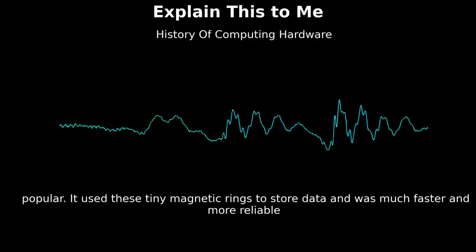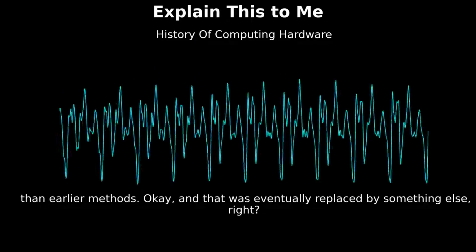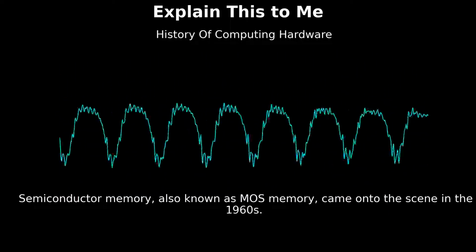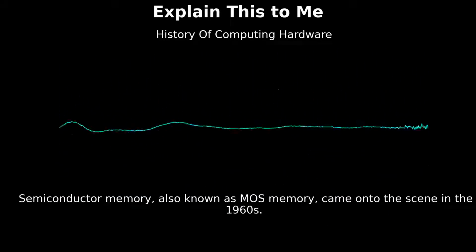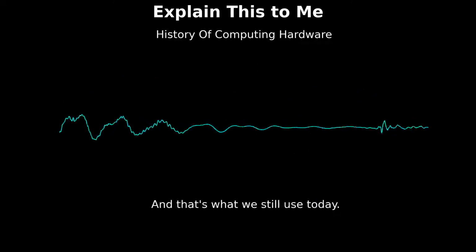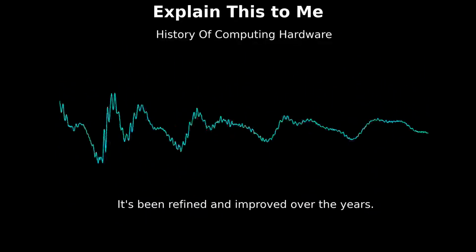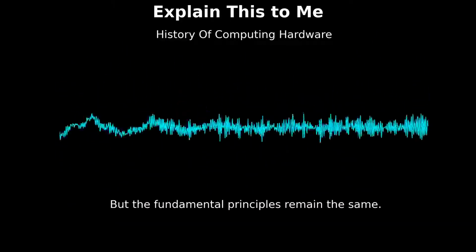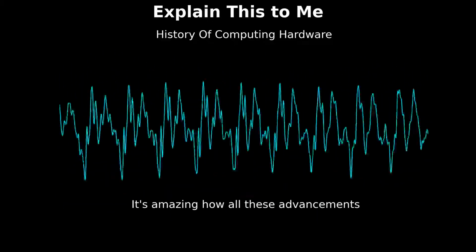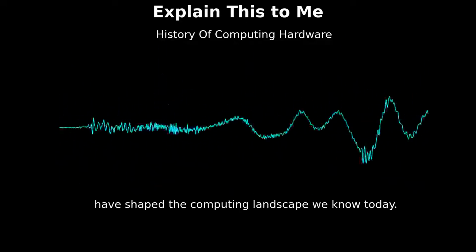And that was eventually replaced by something else, right? That's right. Semiconductor memory, also known as MOS memory, came onto the scene in the 1960s and quickly became the dominant technology. And that's what we still use today in our computers and smartphones. Exactly. It's been refined and improved over the years. But the fundamental principles remain the same. It's amazing how all these advancements in both processing power and memory have shaped the computing landscape we know today. It's been an incredible journey. And it's still going on.